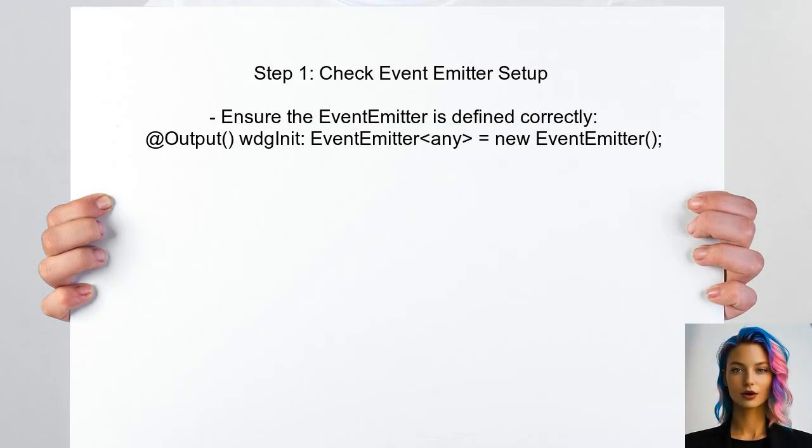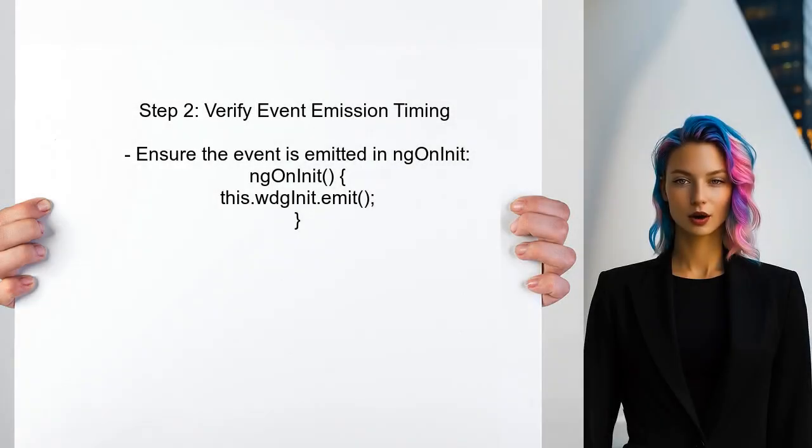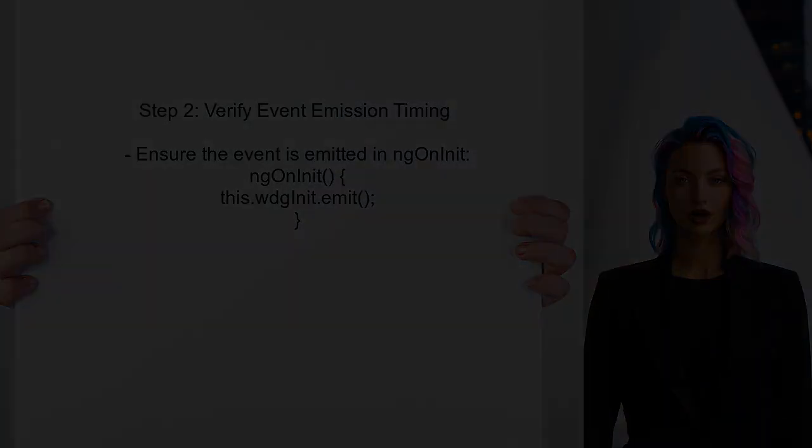To address the issue of the parent component not receiving the emitted event from the structural directive, the user should first ensure that the event emitter is correctly set up in the directive. Next, the user should verify that the event is being emitted at the right time. In the directive, the event should be emitted inside the ngOnInit lifecycle hook.